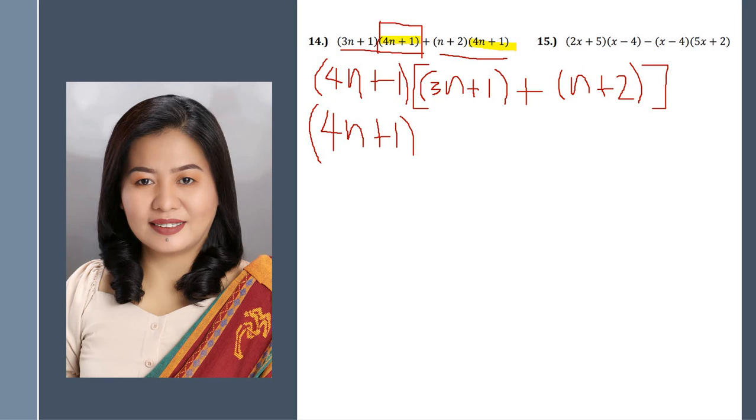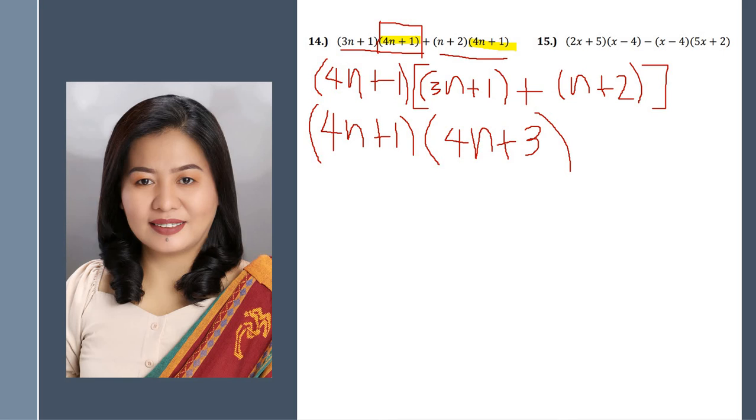So we copy the first factor, and we have 3n plus n is 4n, and 1 plus 2 is 3. So the factors of (3n plus 1) times (4n plus 1) plus (n plus 2) times (4n plus 1) are (4n plus 1) times (4n plus 3).